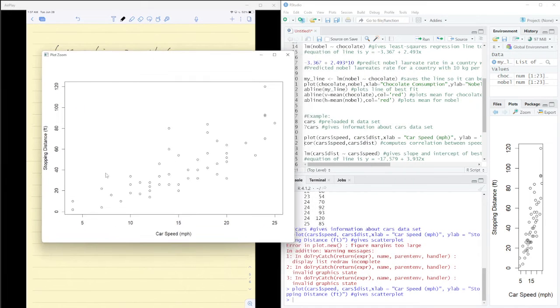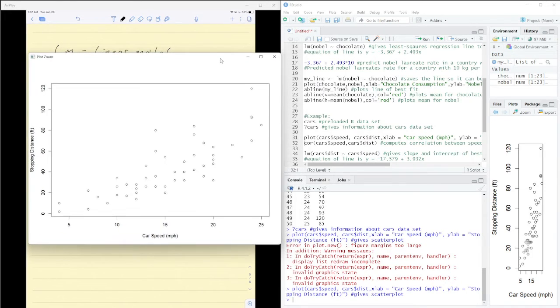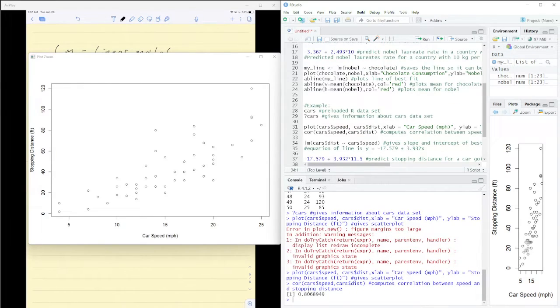We see a general trend. Again, it looks generally like as car speed is increasing, it takes more feet for it to come to a complete stop, right? So that makes sense. Correlation is again about 80%, which sounds reasonable.